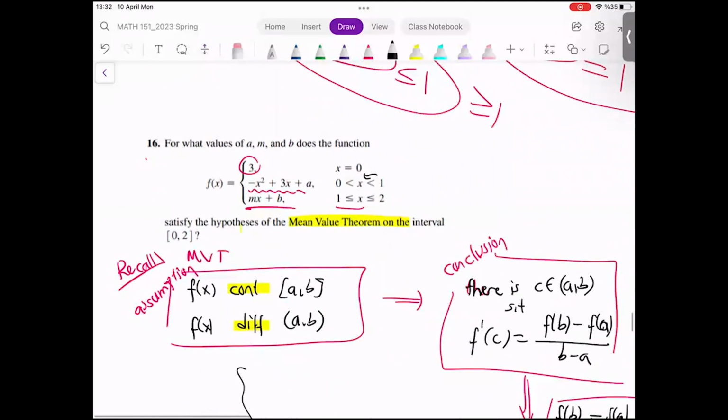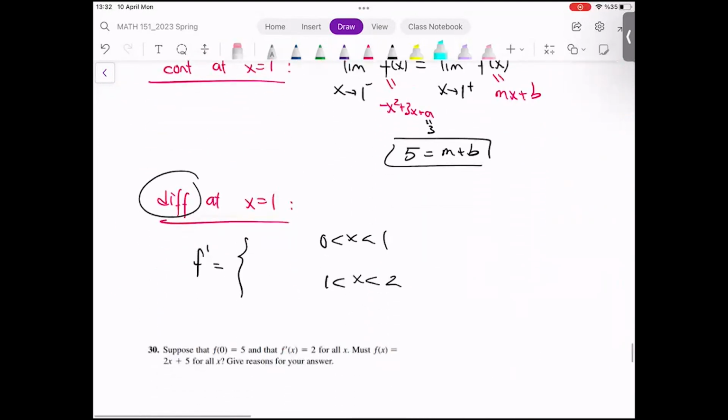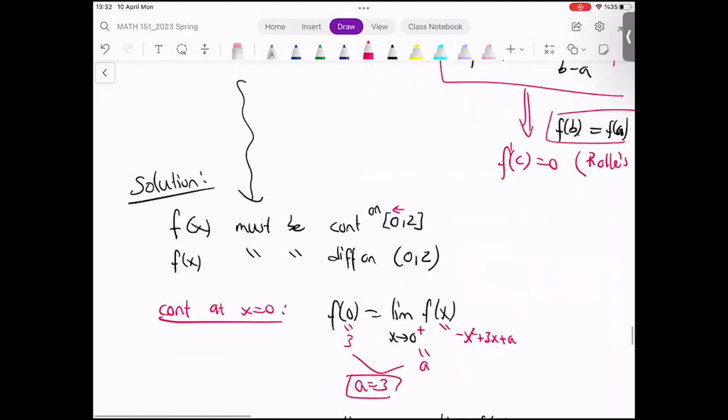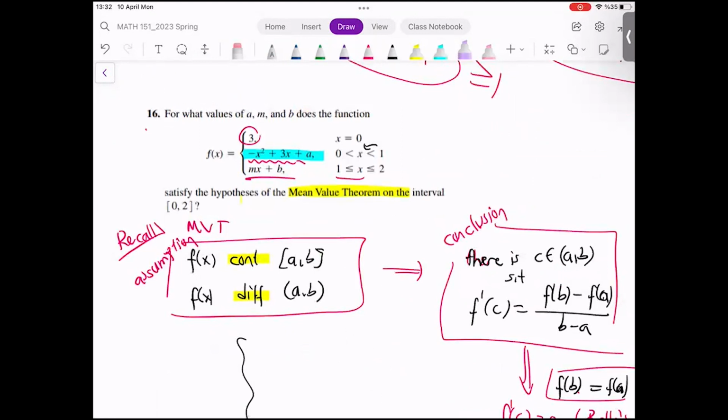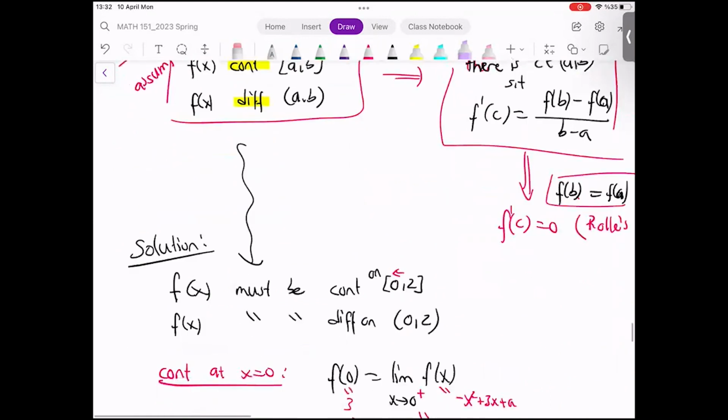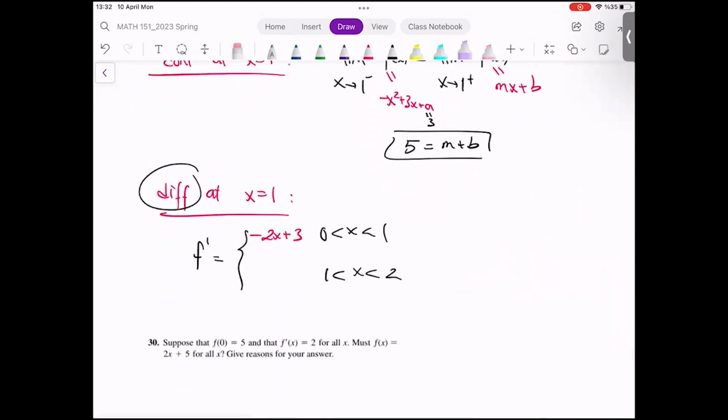Between 0 and 1, we have this expression here. And I will take the derivative of it. This is a polynomial. We can easily take the derivative. So minus 2x plus 3, right? After you take the derivative. Minus 2x plus 3. Between 1 and 2, this time, look at here. Take the derivative. Just m. Yes, just m.